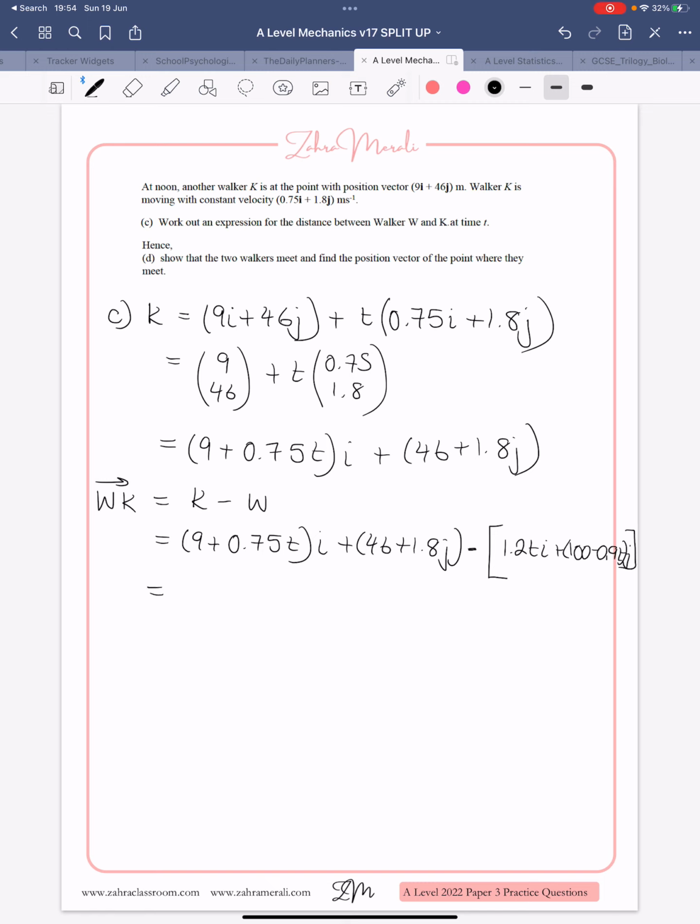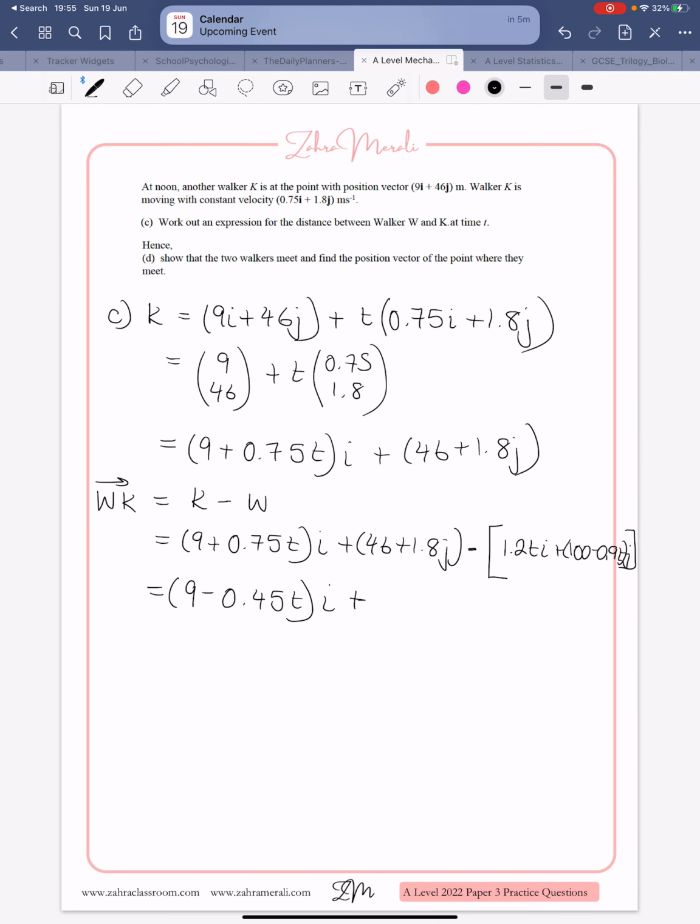Now we can only minus i's from i's. So we've got 9 on its own, because there's nothing to minus here that doesn't have a t next to it. Then we've got 0.75 minus 1.2, so minus 0.45t i, plus 46 minus 100, which is going to give you minus 54 plus 2.7t j.